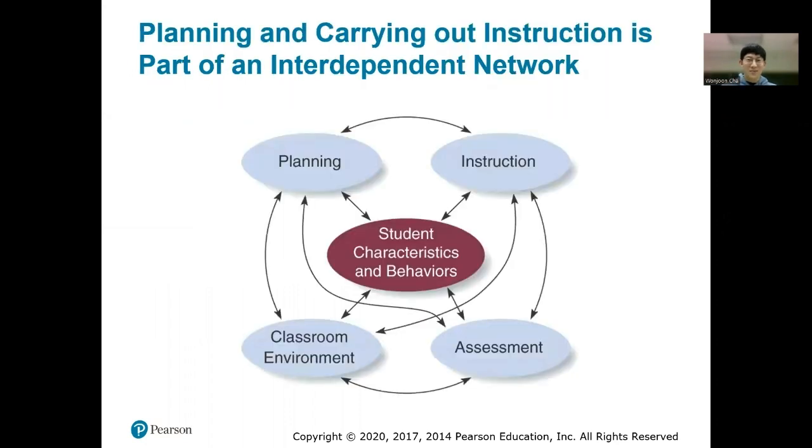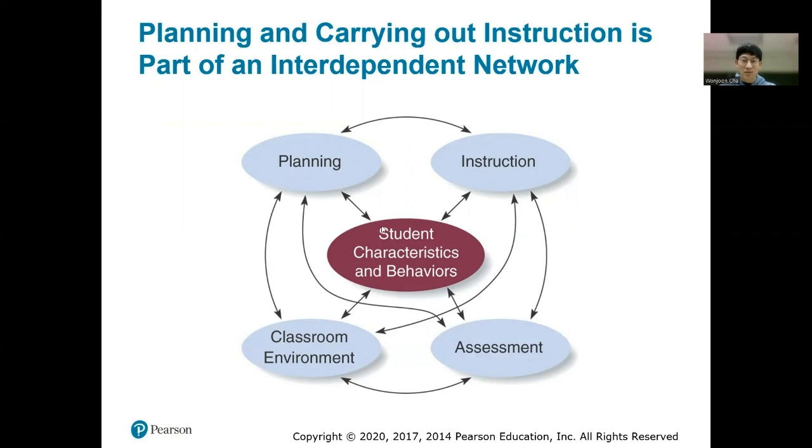So, as we are moving toward the end of the semester, we are learning how we can plan and carry out the instruction. Remember, at the beginning of the semester, we learned student characteristics and behaviors, and sources of diversity. We learned last week how we can create a conducive environment. And this week, we're going to learn how we can plan the instruction with different types of instructional strategies. And after Thanksgiving, we are going to learn how to use assessment to promote students' learning. So all of these are interconnected and interdependent.